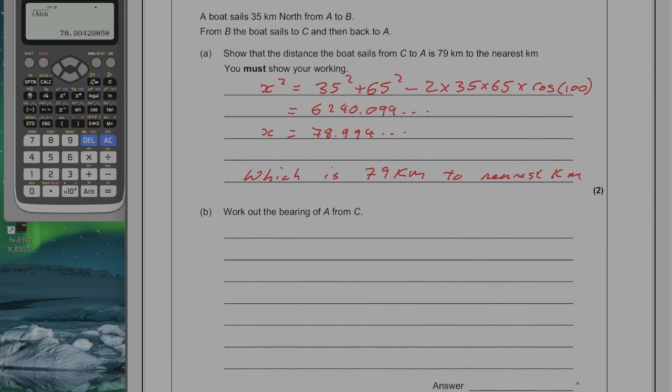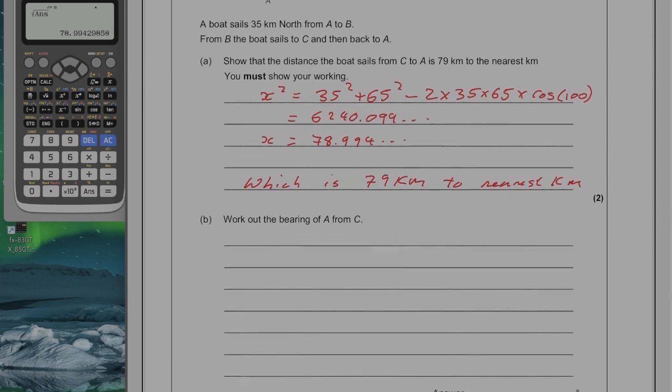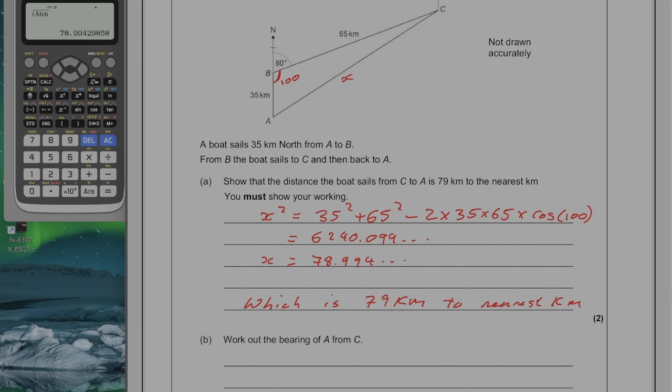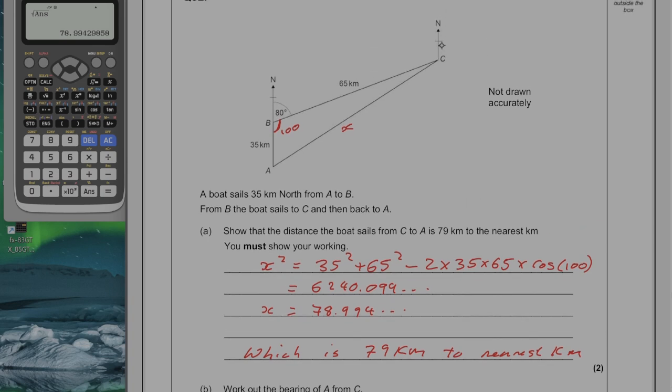Okay. Part B, work out the bearing of A from C. So A from C, so we want this bearing here.